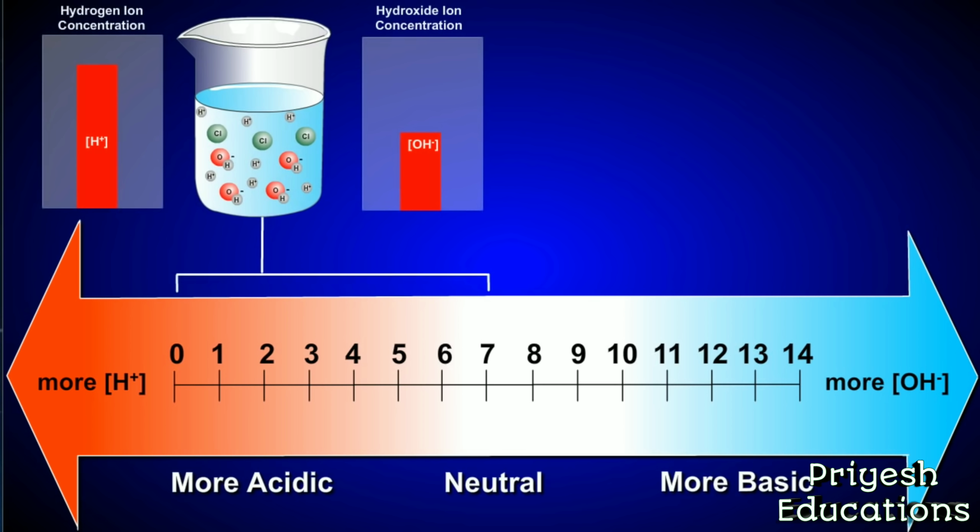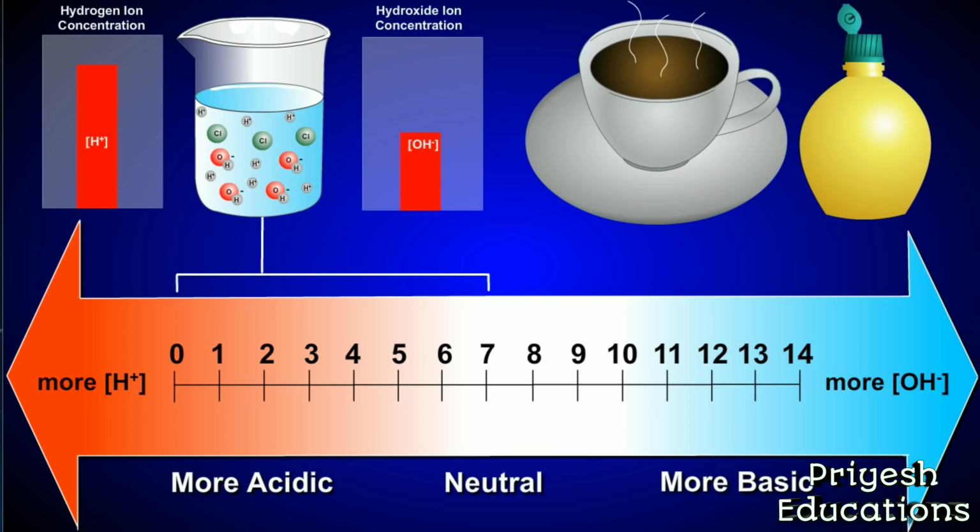When a substance has a pH of less than 7, it's classified as an acid and releases a greater concentration of hydrogen ions. The more hydrogen ions are released, the more acidic the substance. Acids tend to taste sour. Lemon juice, stomach acid, and coffee are all examples of acids.